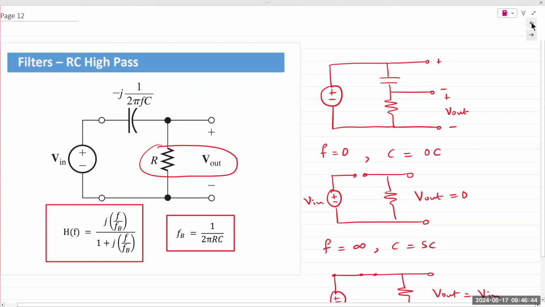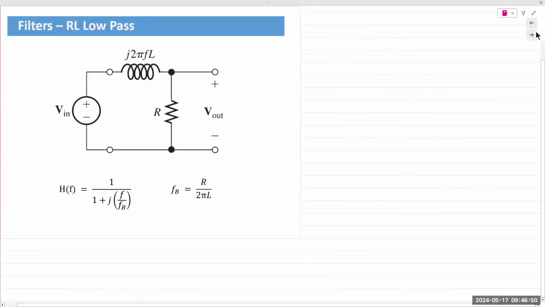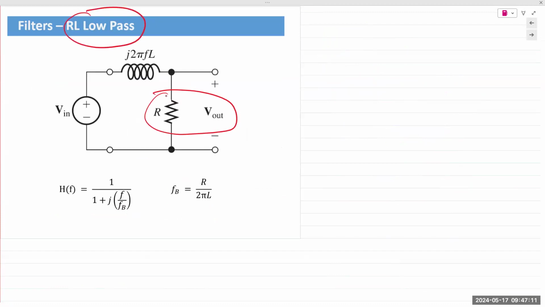Okay, let's quickly then look at RL. You have RL, where you can take the output across the resistor, or you can take the output across the inductor. If you take the output across the resistor, again, remember, it's opposite of the inductor. So taking the output across a resistor in an RC circuit gives you a high pass filter, but in an RL circuit, it gives you a low pass filter.